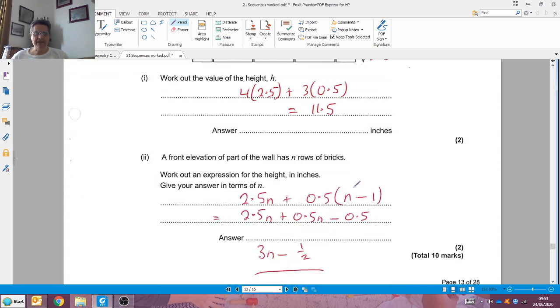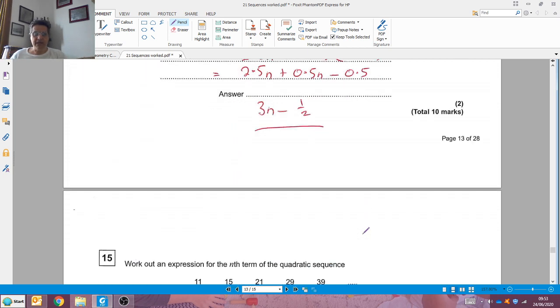So here it is. I've got 2.5n plus ½ inch times n minus 1. Don't leave it like that. Multiply it out and simplify it. So the final answer will be 3n minus ½ an inch. That is the expression for the height of a wall of n rows. Right? That's it. What's next?